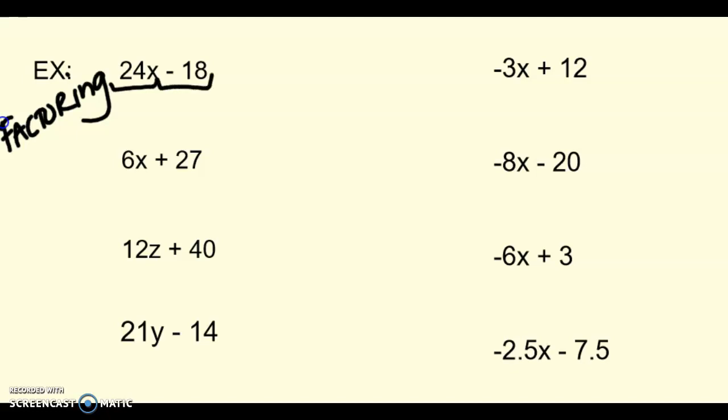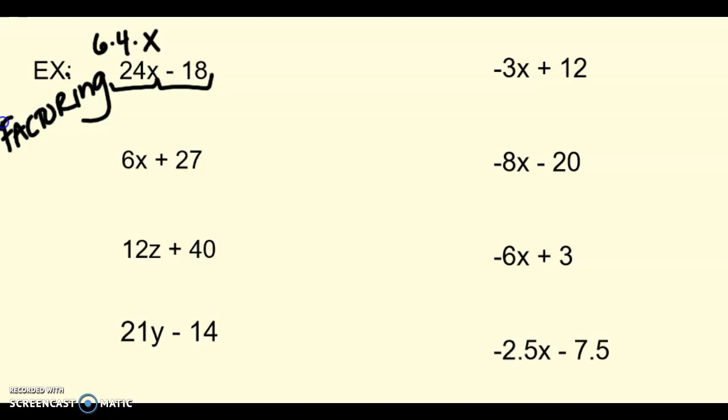I need to find the GCF between both of those terms. So we're going to be looking at the numbers, the 24 and the 18. Think of the greatest common factor for those. Let's see, 2, 4, 6, 6 goes into both of them. So this is 6 times 4 times x to give me 24x.